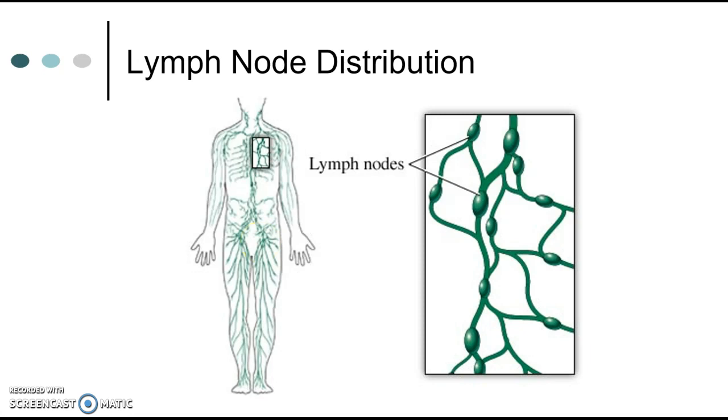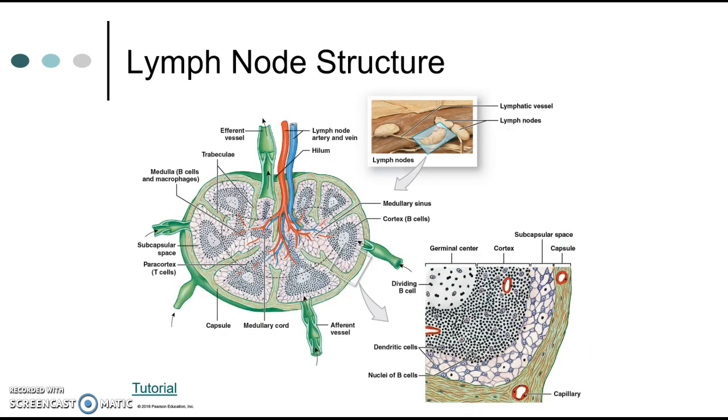So when we look at their structure, if we look at it a little bit bigger, you can see their structure. They kind of do look like a kidney bean. Okay, so here's the structure of a lymph node. They have a capsule that's around them. This is the tough connective tissue, that dense connective tissue that kind of keeps everything all together.